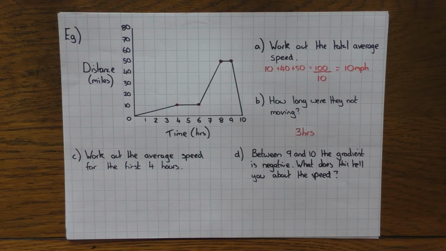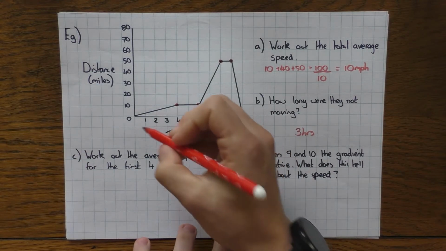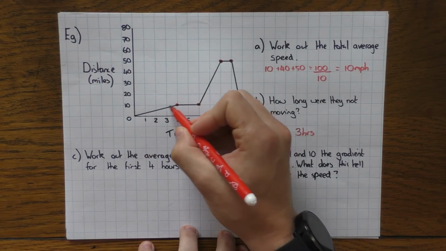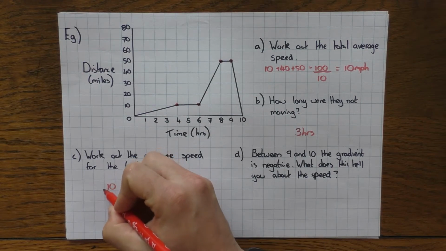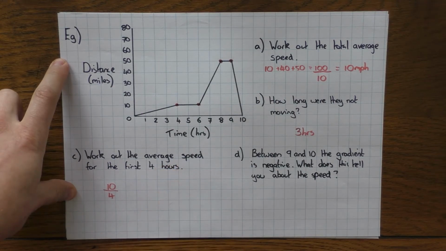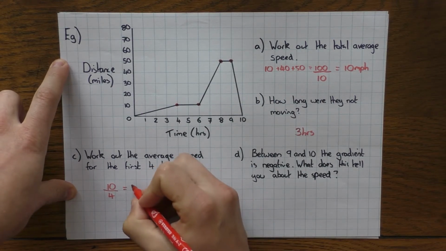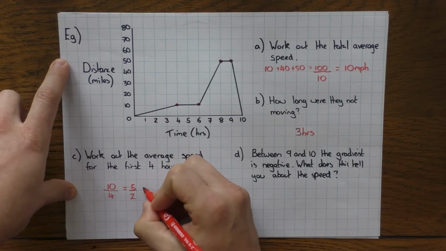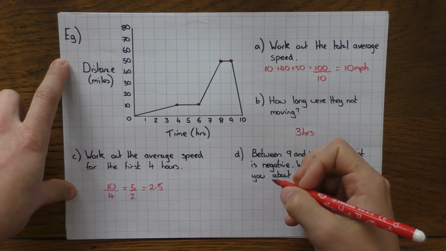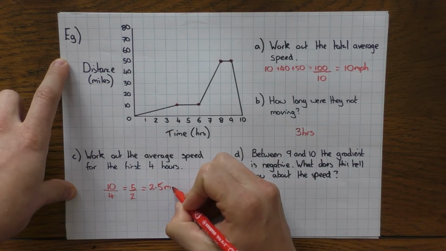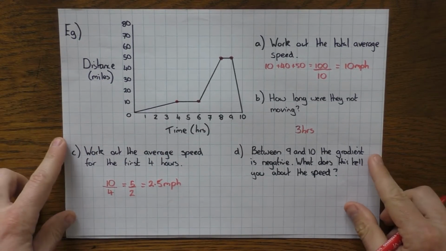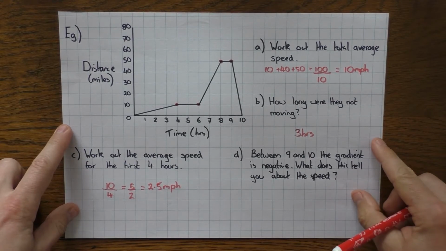Okay, part C. Work out the average speed for the first 4 hours. So here I go, the first 4 hours is this bit here. So speed is the distance, which is 10 in this case, divided by 4, because that's the first 4 hours. Okay, so 10 divided by 4 is the same as 5 divided by 2, which is 2.5, and the speed is miles per hour again. Distance is miles, time is hours, so it's miles per hour, so 2.5. Very slow part of the journey there.